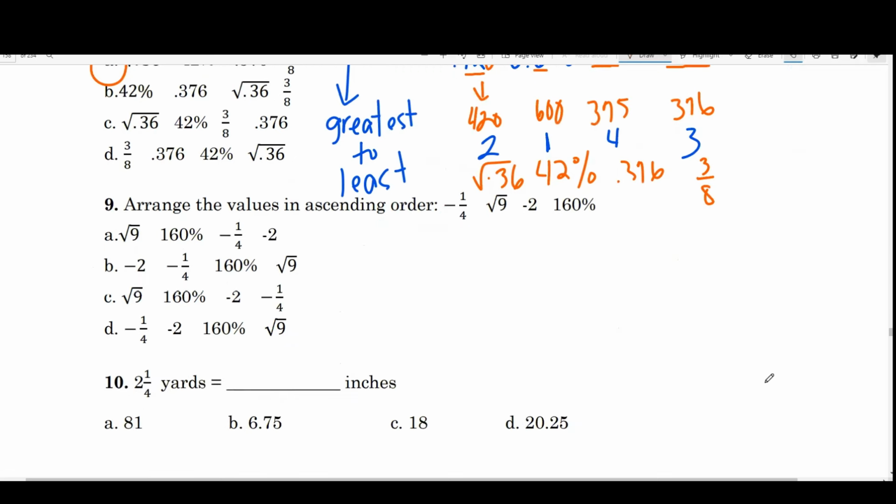All right, number 9 says arrange the values in ascending order. So we have -1/4, the square root of 9, -2, and 160%. Ascending means least to greatest. So we do the same thing, convert everything to decimals or percentages if you would like, and then we compare.